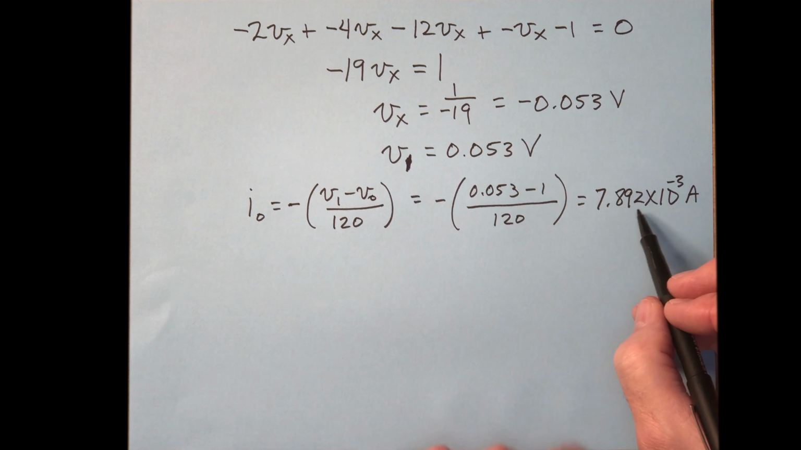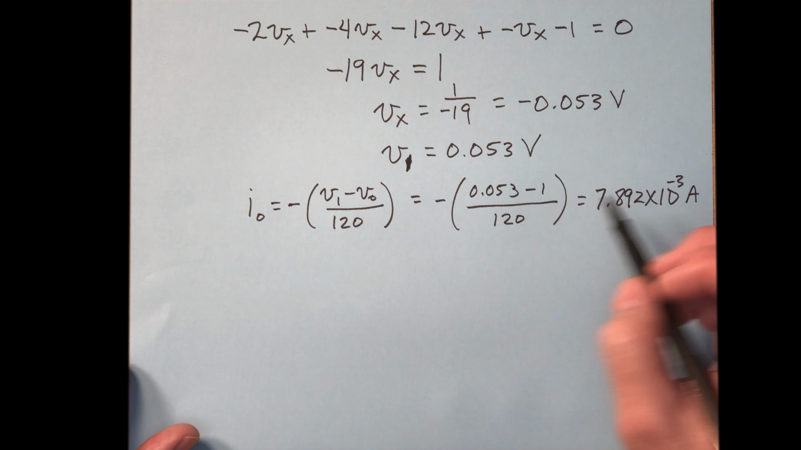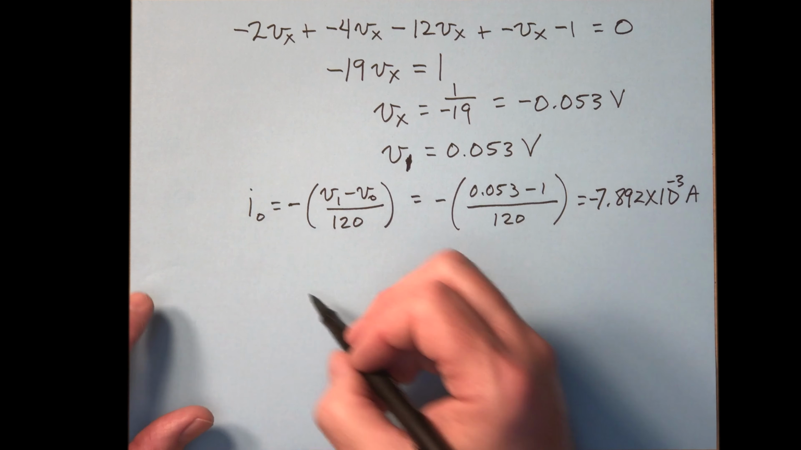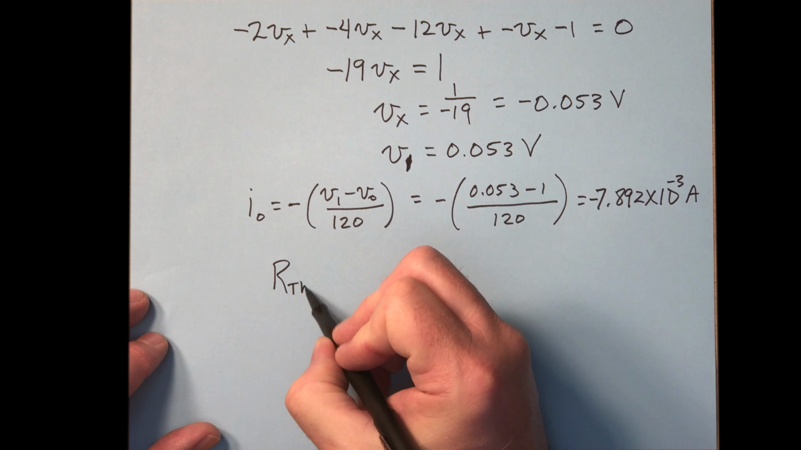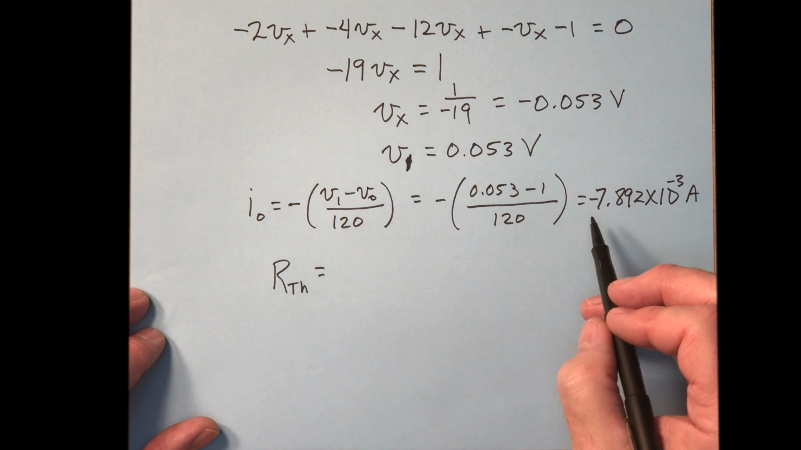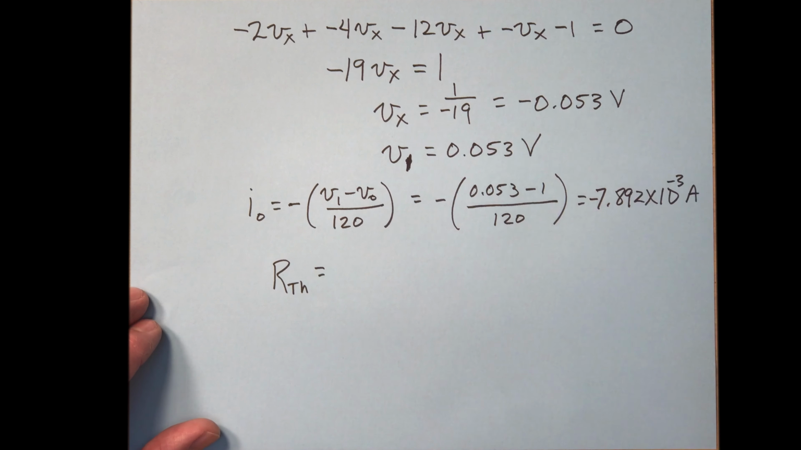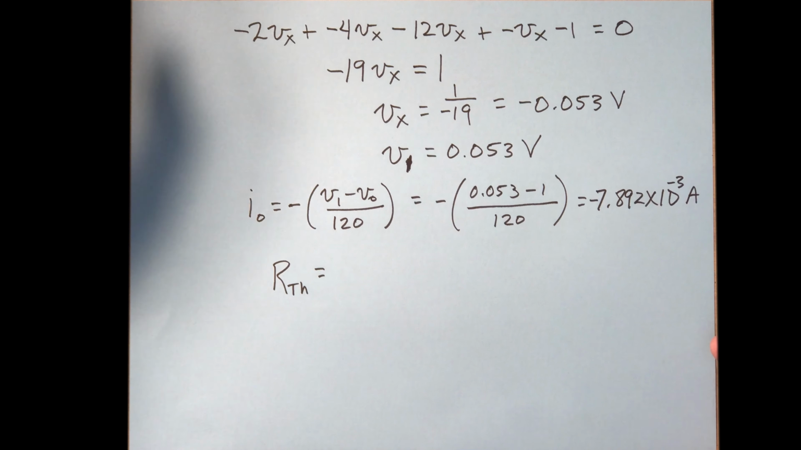So 7.892 milliamps. Now, there is a sign attached to that here. However, when we go to compute RTH, we know that RTH is always going to be positive, so you may ignore that sign. You can't ignore the sign while you're computing, but once you've got it, then you can ignore the sign to compute RTH.